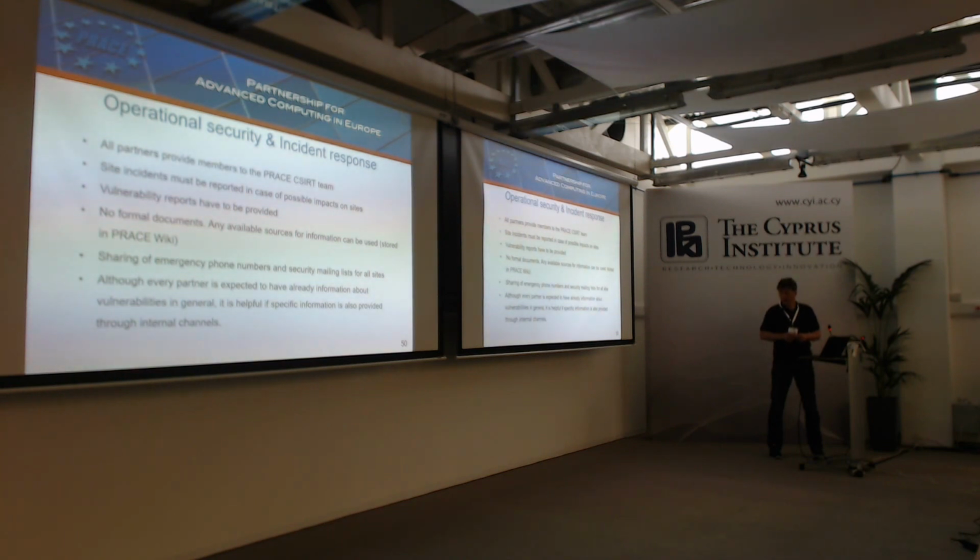Although every partner is expected to already be informed about vulnerabilities in general, it is helpful if specific information is also provided through internal channels. For example, if you get information that there is a problem with some software components, you could send it to the forum to inform all the others, maybe they do not have this information. Especially if you know that others have the same software components implemented. Let's say GPFS. It depends on the latest policy. A lot of security vulnerabilities are given, and you're not allowed to distribute them. Yes, it depends, and I come to this later.